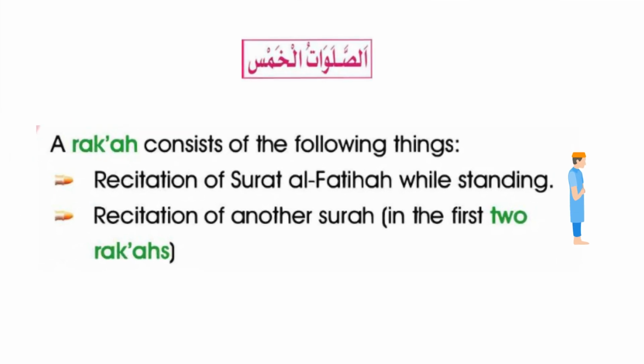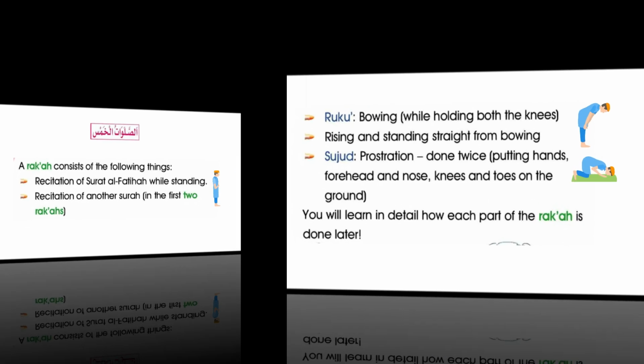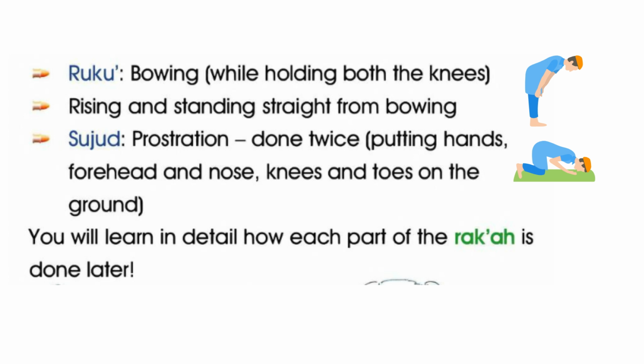A rakah consists of the following things. Number 1, recitation of Suratul Fatiha while standing. Number 2, recitation of another surah in the first 2 rakahs. Number 3, ruku, bowing while holding both the knees, then rising and standing straight from bowing, then sujood. Prostration done twice, putting hands, forehead and nose, knees and toes on the ground.